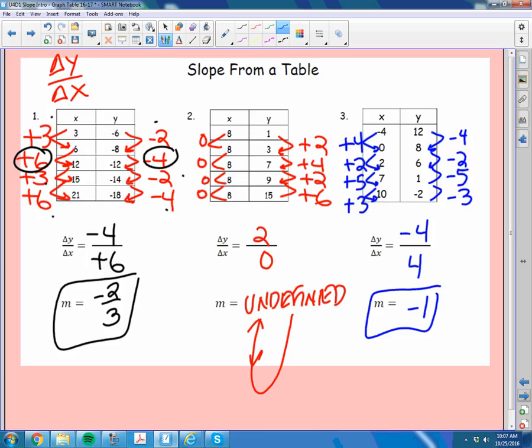M is slope. M is the variable that always stands for slope. So when you're giving me the slope, you will always write M equals. M represents slope. That's a really good question. M represents slope all the time. Okay?